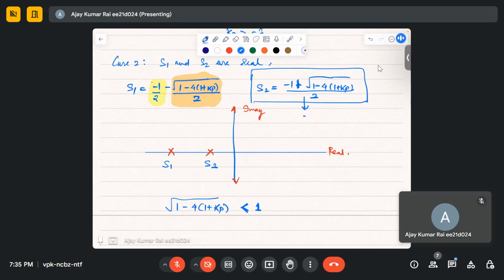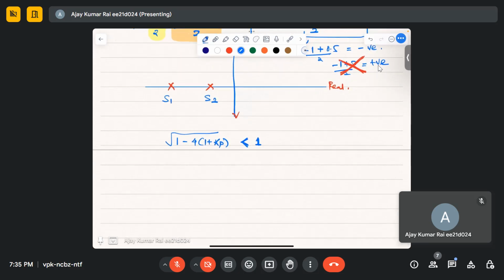Let me give you an example. If minus 1 plus 0.5, by 2, this will be negative, right? If suppose the root part is greater than 1, let's say 2, so what will happen? Positive, right? This we don't want. That's why I'm comparing this second part with the first part like this. It should be less than 1. So let's compare what we'll get.